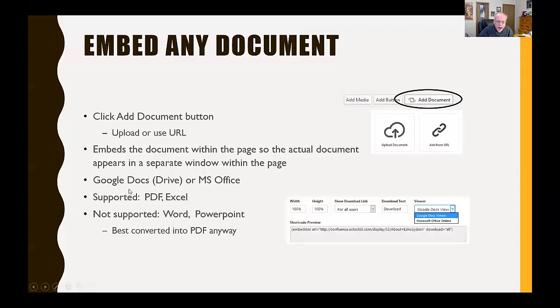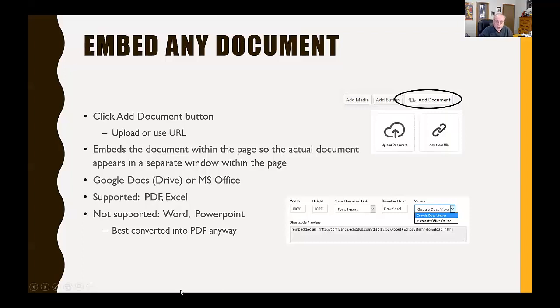You'll see that you have the options of Google Docs or MS Office viewers. Google Docs is probably the preferred one. Google Drive is the preferred one because we know that end users don't need to pay for that. They might not have MS Office. It supports PDF and Excel. I think everything is best converted into PDF anyway. It doesn't support Word, and it doesn't support PowerPoint.